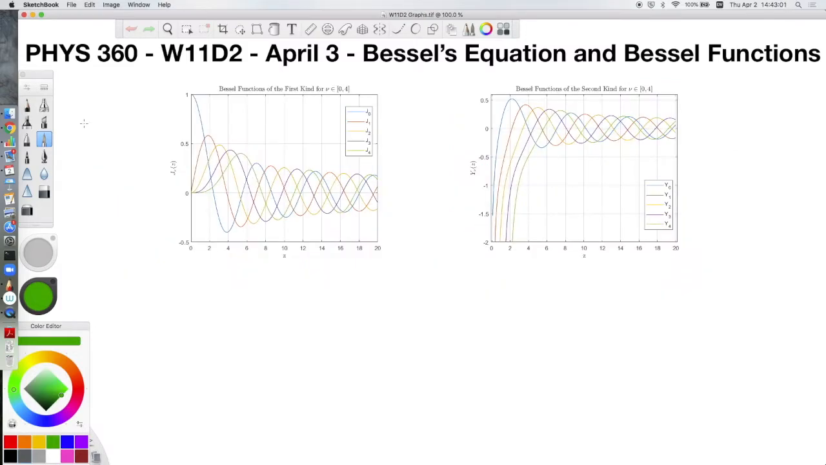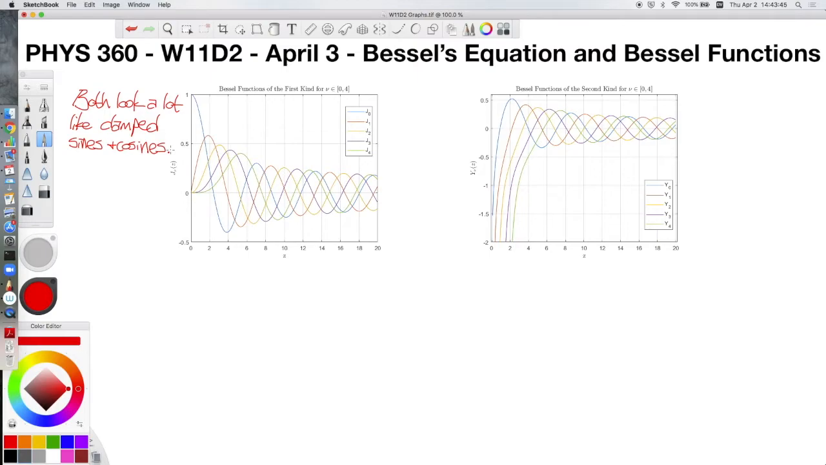I want to take a little minute to look at the graphs of Bessel functions, both of the first kind and of the second kind. So you can see these here with the Bessel functions of the first kind on the left and the Bessel functions of the second kind on the right. And you can see that all of these look an awful lot like damped sines and cosines, as I mentioned before.